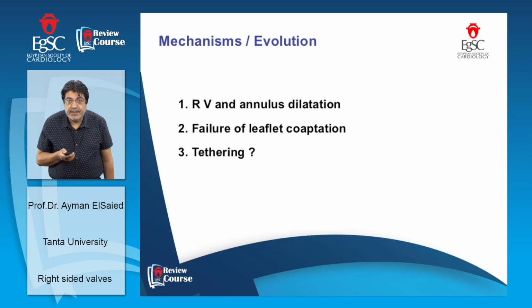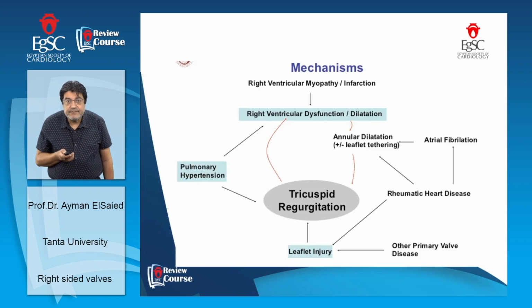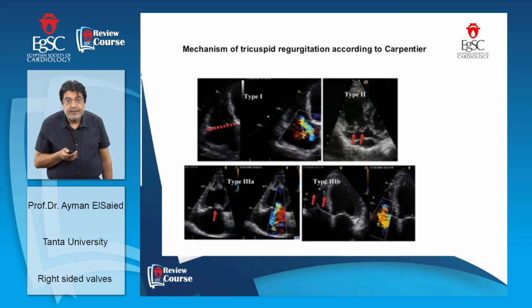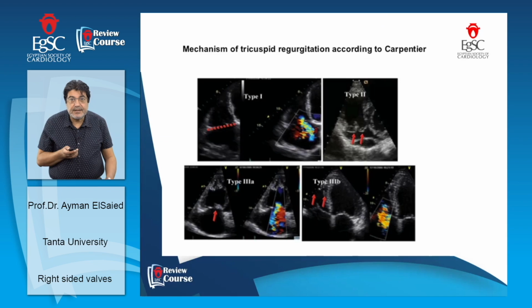The mechanism and evaluation: RV and annular dilatation, failure of coaptation, and the tethering mechanism. These are the three mechanisms of tricuspid valve incompetence. If the valve has incompetence with right ventricular dysfunction with dilatation and pulmonary hypertension, this is an indication for tricuspid valve repair. The problem in the primary tricuspid valve lesion. This is an example of a Carpentier ring for tricuspid valve repair, and the jet is reduced.